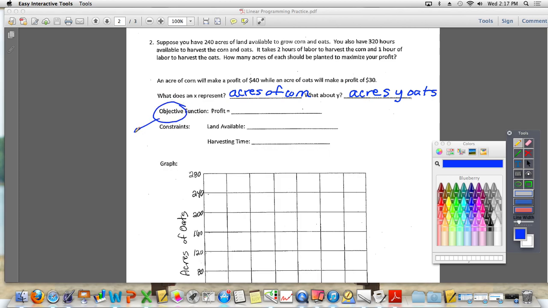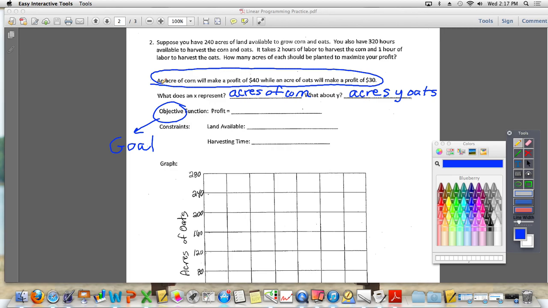Objective function. That means your goal. What is the goal of this problem? Well, if you read right above, it says an acre of corn will make a profit of $40, while an acre of oats will make a profit of $30. You guys, farmers harvest food to make money, right? So the goal of them putting all of that work into their crops is so that they can make money.